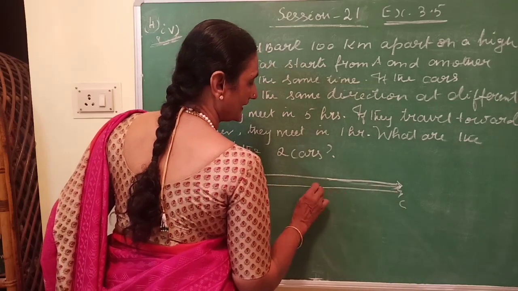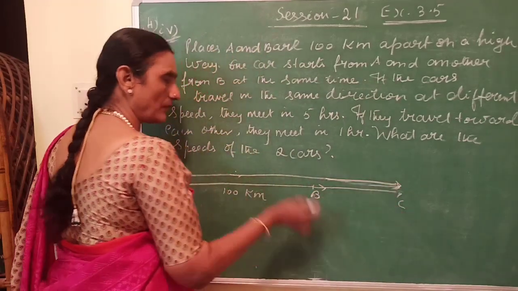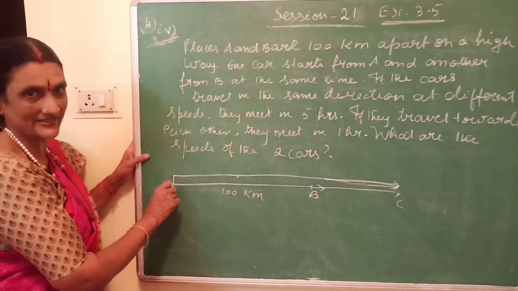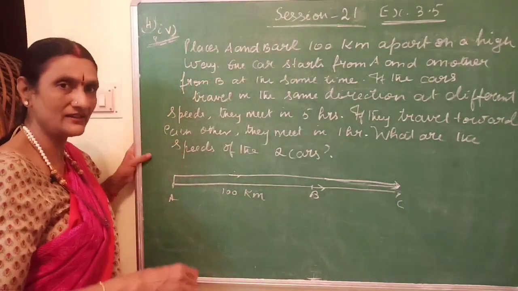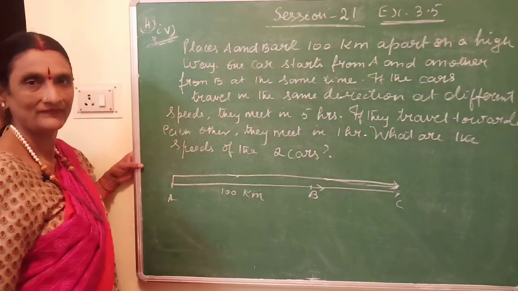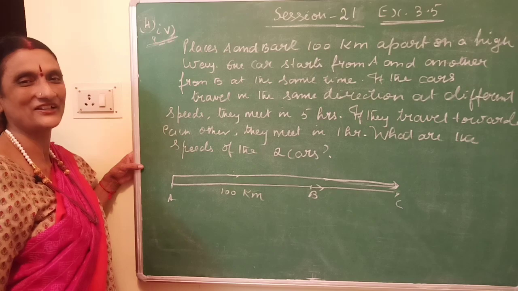So there is a place C. At C, both the cars are meeting each other. That is, in 5 hours time, car from A is going to C. In 5 hours time, car from B is also going to C. Are you understanding? Now, I just want to ask you a logical question.